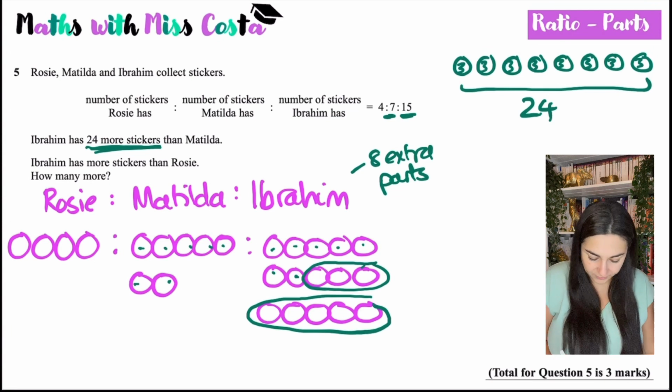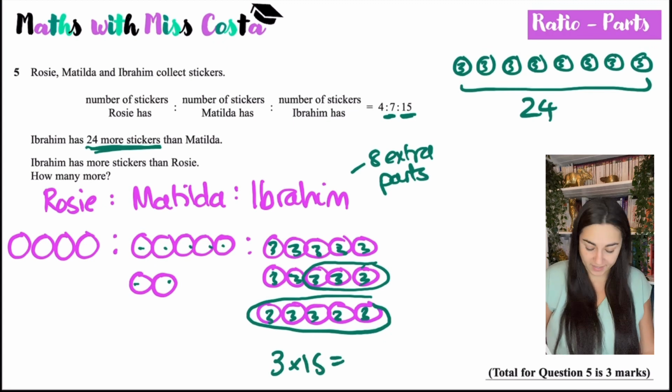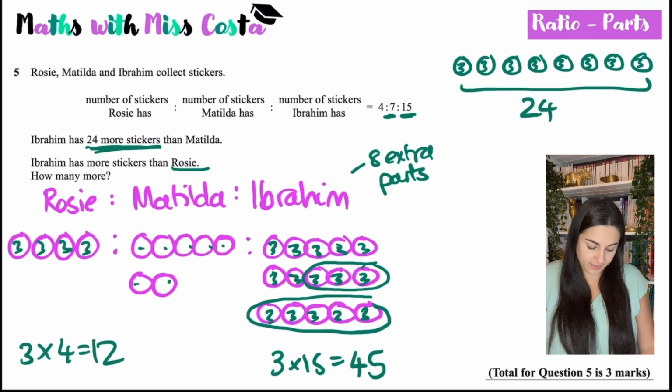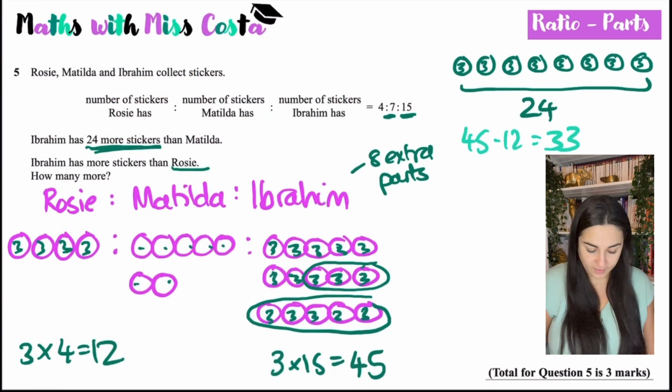So if we know that each little part is worth 3, how could we figure out what Ibrahim's is? We would just do 3 times by 15, which is how many parts he has. So that would be 45. And how about Rosie? Rosie has 4 parts, so we would do 3 times 4, which is 12. So Ibrahim has 45, Rosie has 12, and we want to know how many more stickers Ibrahim has. So we would just do 45 take away 12, which is 33. And that's it. So Ibrahim has 33 more stickers.